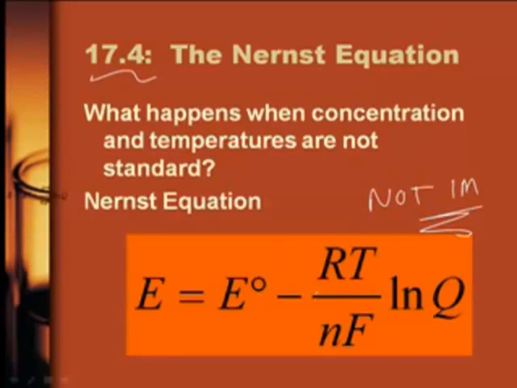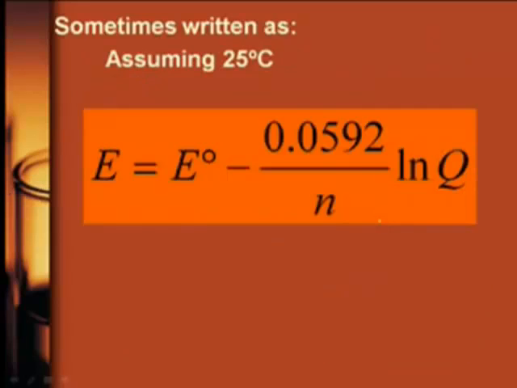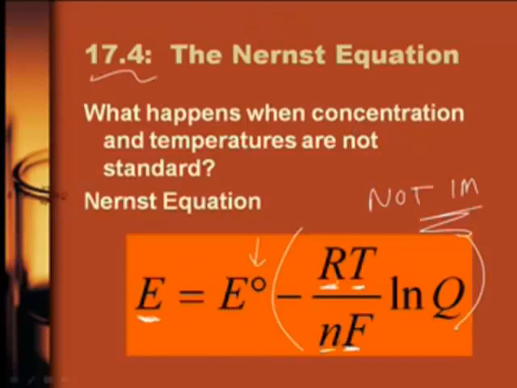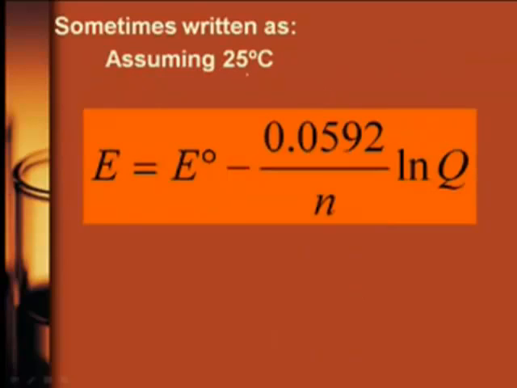And so if you have a different concentration, E, notice there's no 0 on this E. This E is equal to the E0, that's the number from the standard. And this is essentially over here the correction factor. Now, R is a constant. F is a constant. N is those moles, and T is the temperature. But if you assume that T is 25 degrees Celsius, R, T, and F are all constants. And so if you assume 25 degrees Celsius, you can rewrite the equation, and it looks like this.